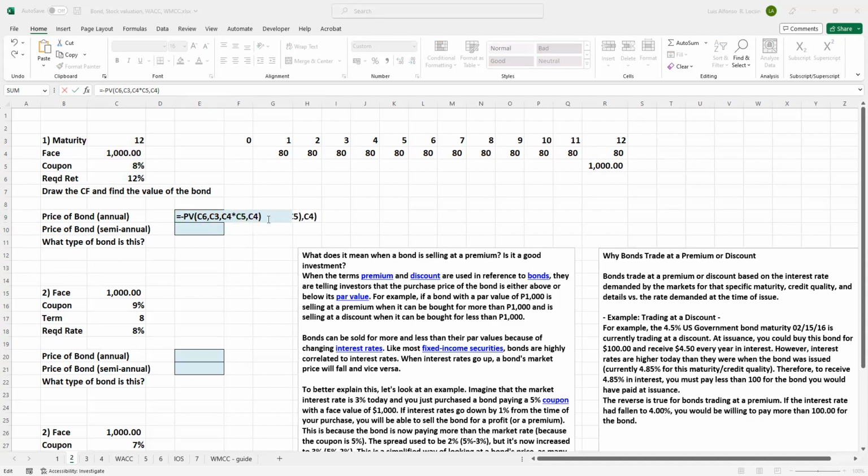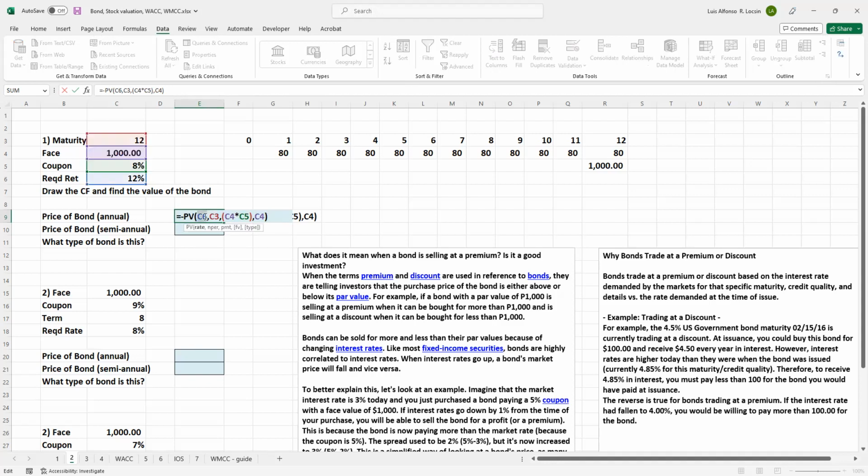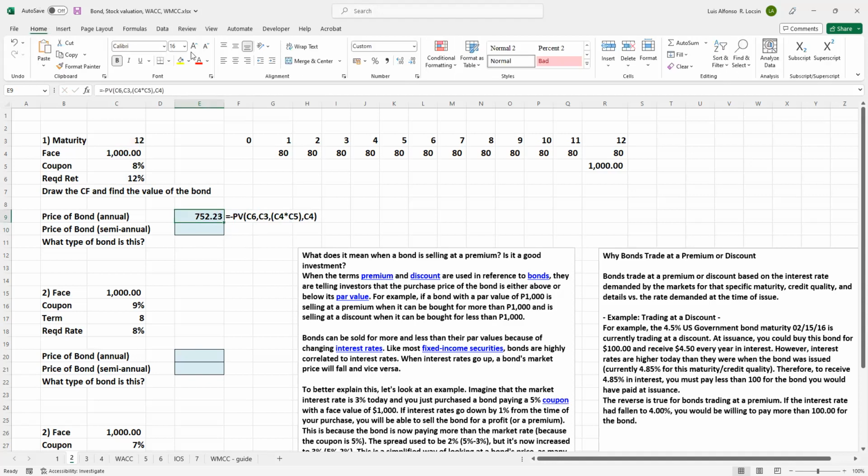So may future value tayo. And then take note, class, parehong time frame yan, di ba? Panay ilan? Panay 12. So yung annuity, yung PMT, and then the future value are both 12 years. Hindi kasi pwedeng magkaiba yung term. Kasi you're just using one term there. All right? So what do you get? Okay. So that's the present value, class, 752.23.